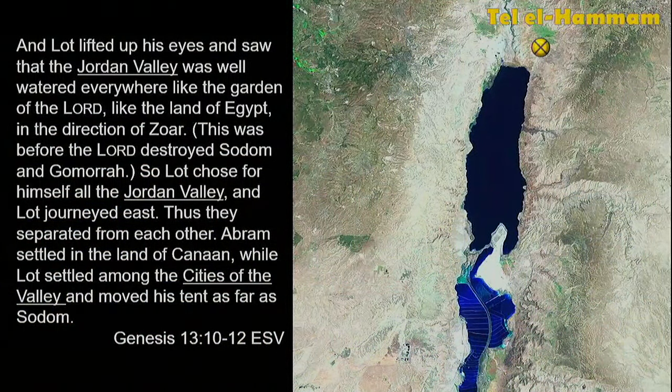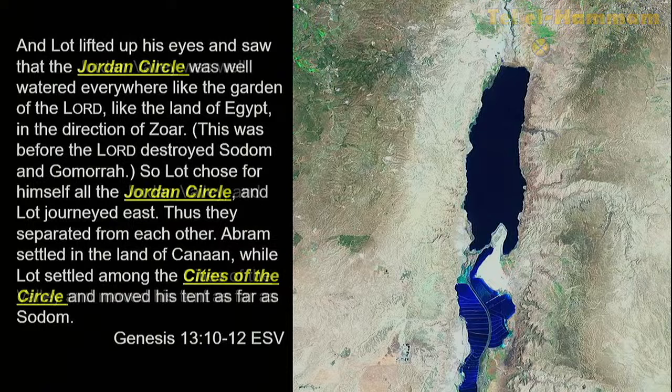Tel El Hammam is located about here, just north of the Dead Sea. Now, Genesis 13, which we read before, describes the region where Sodom was located as the Jordan Valley and calls them the cities of the valley, right? However, the Hebrew word translated as valley is the word kikar, which literally means circle or disc. This translation of the word, Collins argues, better describes the area to the north, shown here, which includes Jericho. Jericho's in that same general area.